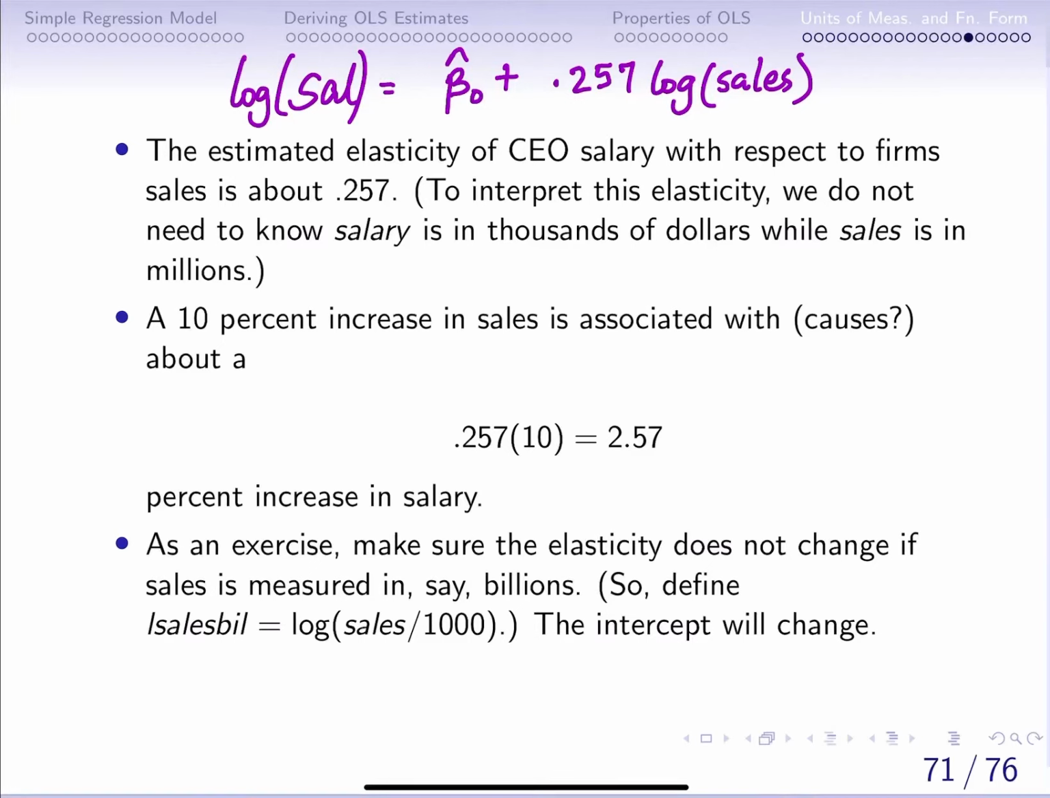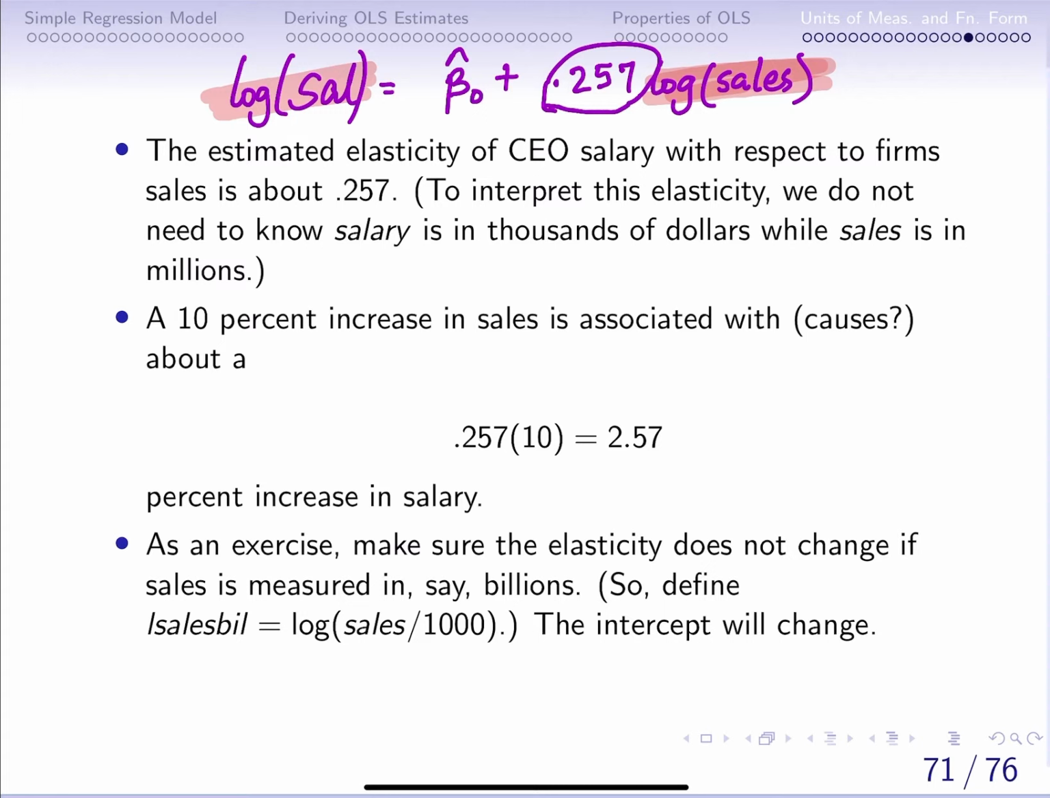So it's really easy to then interpret what elasticity means when we have estimated it, okay? Here we have a model where we've estimated the elasticity of CEO salaries with respect to firm sales. We found that in such a model, where we take log salaries and log sales, it's a log-log model, this elasticity is 0.257.